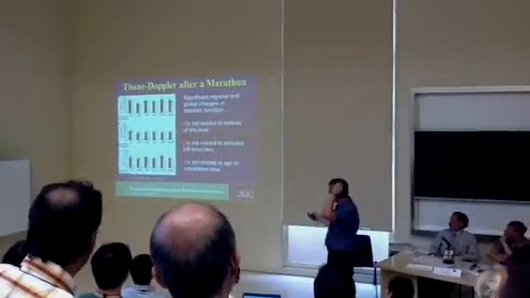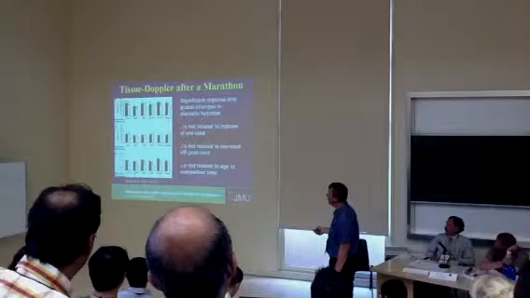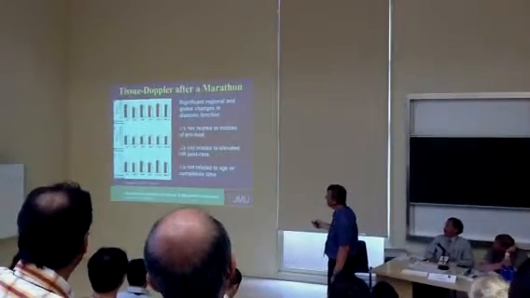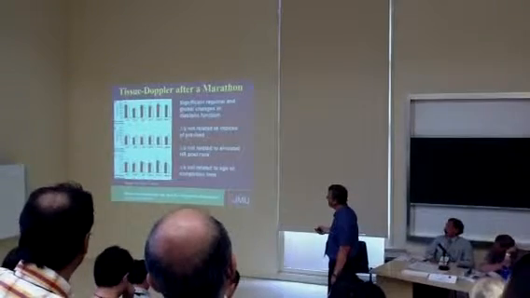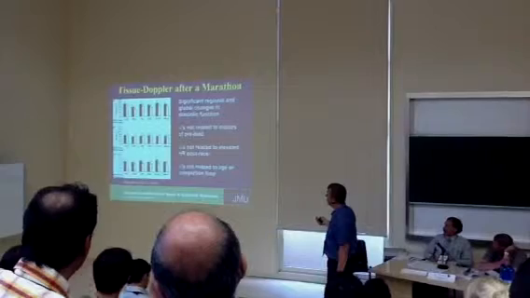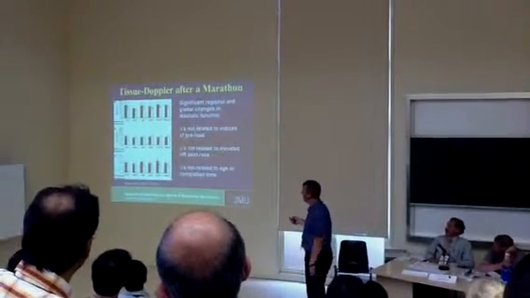So, just a little bit of data. The first time we used tissue Doppler was at the London Marathon in 2004. Just going to show you the diastolic data. This is early filling, this is atrial filling, this is the E to A ratio. I'm not going to show you the systolic data because nothing happened. Peak systolic tissue velocities were well maintained.